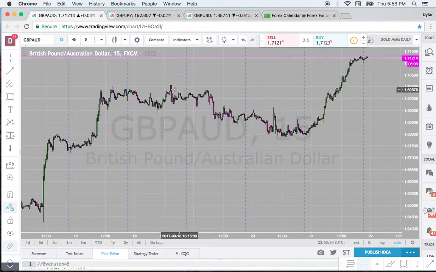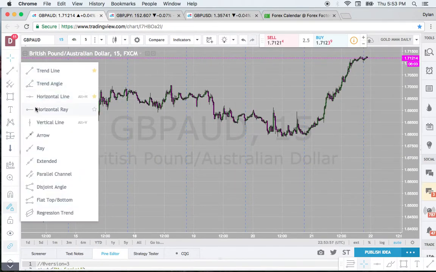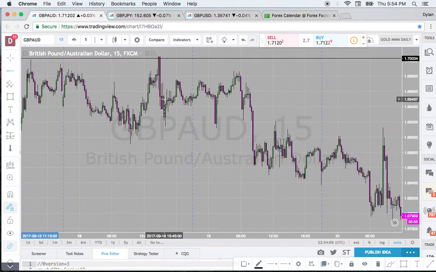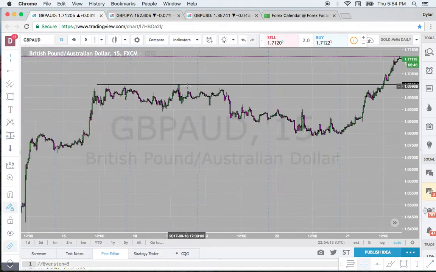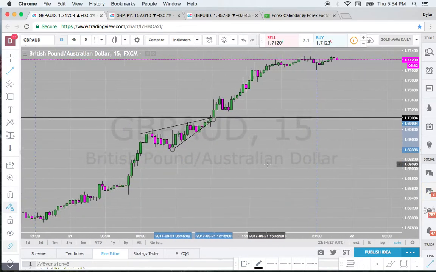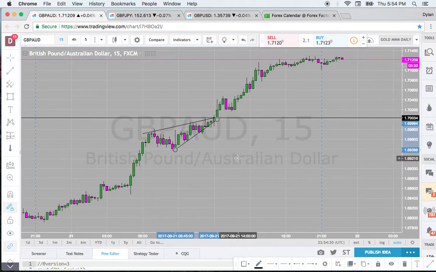GBP AUD. We have 1.7 as our ceiling here. This was created on Sunday, Monday area. The high right there. And then what do we have here? One little guy here. One lonely little wedge all alone. I actually sold this.